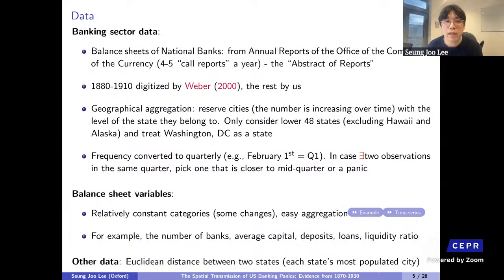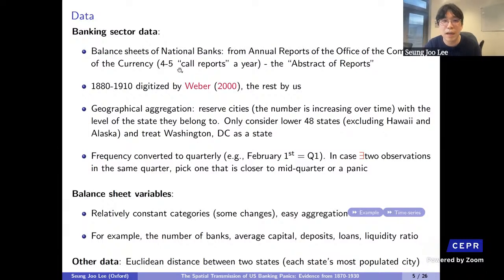So we collect banking sector data from the annual reports of the Office of the Comptroller of the Currency, and we look at their abstract reports. There were 4 or 5 call reports per year for all the national banks. All the national banks had to report their financial health, their balance sheet, and their balance sheet category sizes and every information to their supervisor, which is the Office of the Comptroller of the Currency. And then, there were 4 or 5 call reports per year.